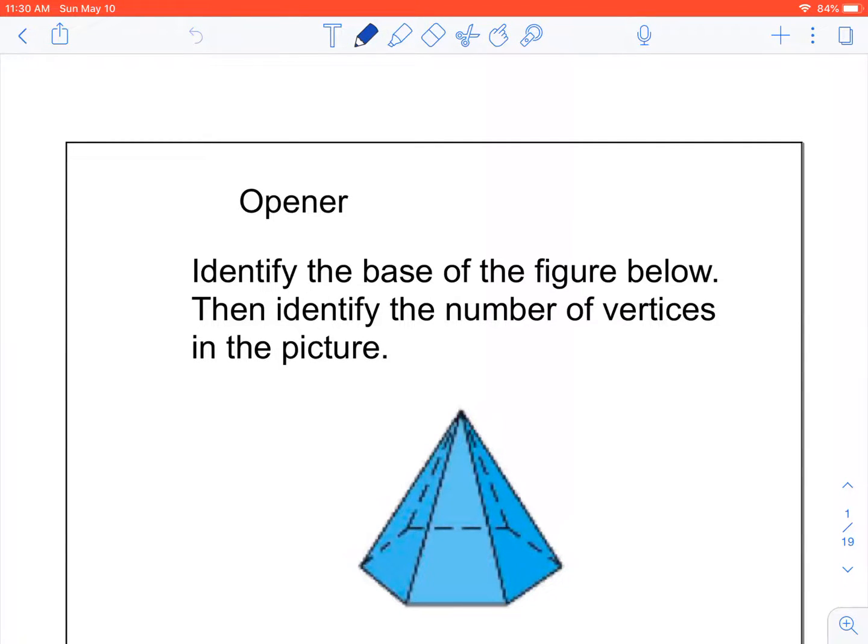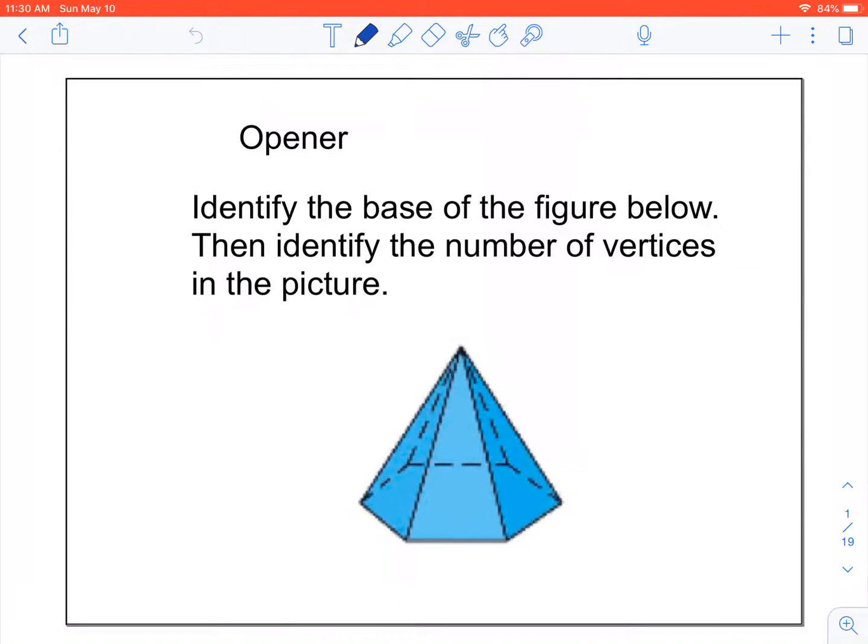Today we start into your last chapter, chapter 12, which deals with three-dimensional figures, specifically looking at your pyramids and your prisms, your cones.